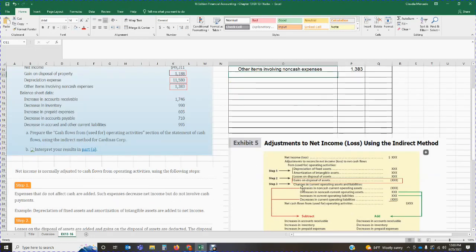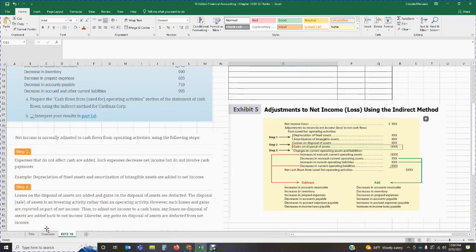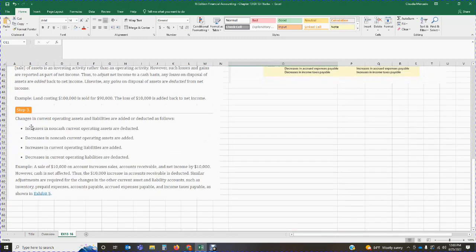The next section we have is step number 3. Step number 3 are changes in current operating assets and liabilities, which are added or deducted as follows. Increases in non-cash current operating assets are deducted. Decreases in non-cash current operating assets are added. Increases in current operating liabilities are added. And decreases in current operating liabilities are deducted.